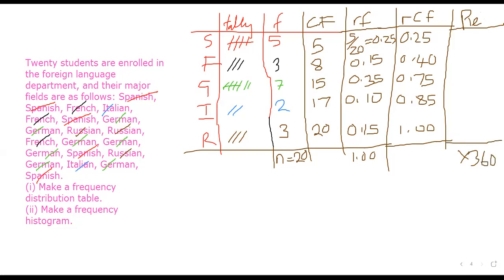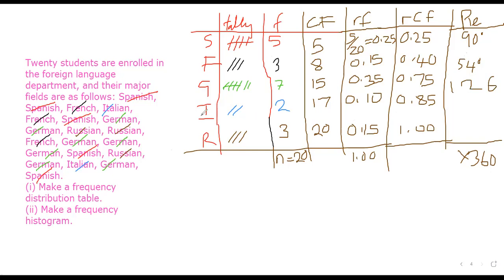So to get the degrees for the pie chart, what's the proportion of the Spanish? 0.25 times 360, so this is 90 degrees. For the French, 0.15 times 360 degrees, we get 54. For the Germans, 0.35 times 360, we get 126.